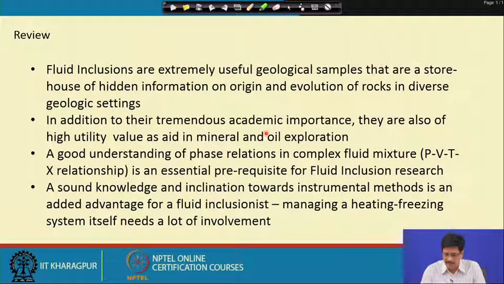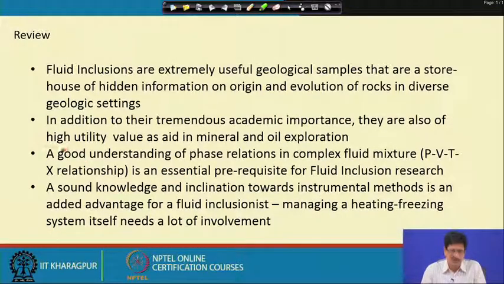And there is a lot of literature available in the public domain, where many such situations could be seen, the fluid inclusions in orthogenic minerals in petroliferous sedimentary basins.